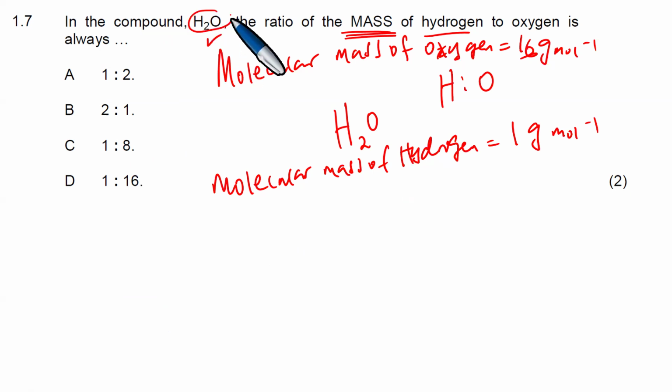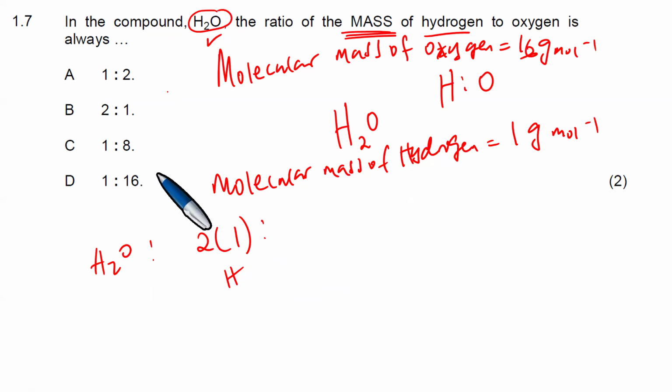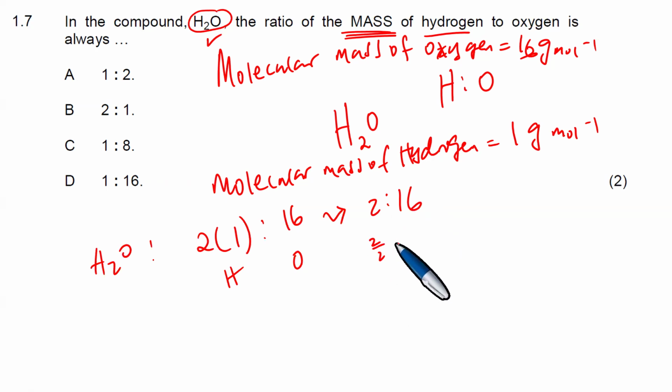Because now, if you're going to look at H2O, what do you think? 2 times 1 for hydrogen and for oxygen is 16. And so this is the same as the ratio of 2 is to 16. If you simplify the ratio of 2 is to 16, what does it become? You divide by the smallest one, because the smallest number between 2 and 16 is the number 2. You divide each of these, dividing 2 by 2, dividing 16 by 2. So dividing 16 by 2, what do you get? You get 8. And therefore the correct answer is the letter C.